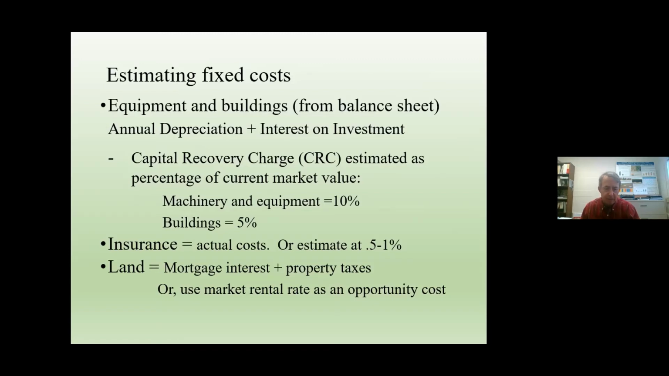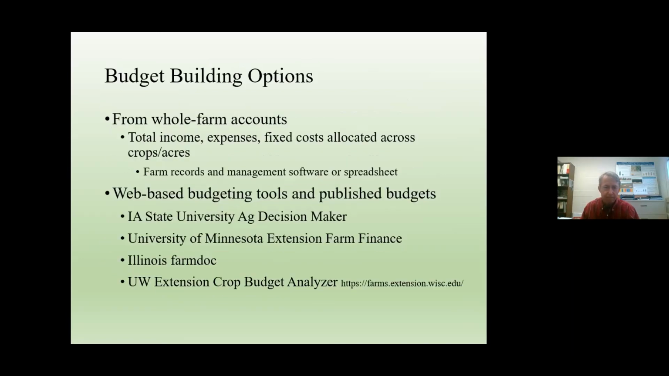Insurance, we're going to have to pay that each year. We probably know our costs on that, or we could estimate them at about 0.5 to 1% of the asset values. Land, again, we probably know our mortgage interest plus the property taxes, or we might just want to use a market rental rate as an opportunity cost, because if we're not farming our land, we could rent it out, and so that represents a cost as well.